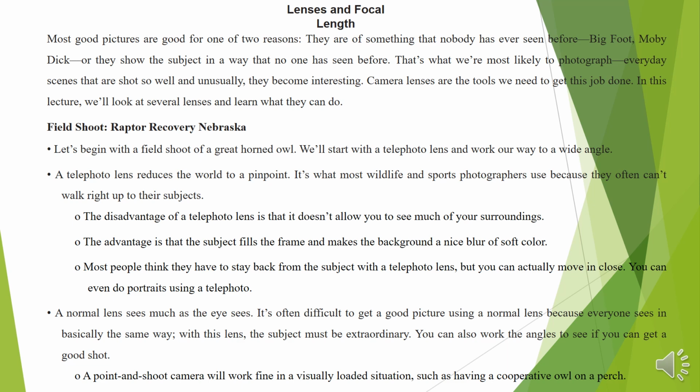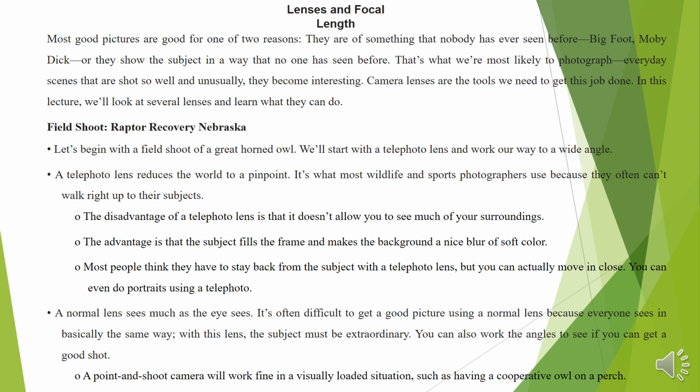In this lecture, we will look at several lenses and learn what they can do. Field shoot, raptor recovery, Nebraska. Let's begin with the field shoot of a great horned owl. We will start with a telephoto lens and work our way to a wide angle.